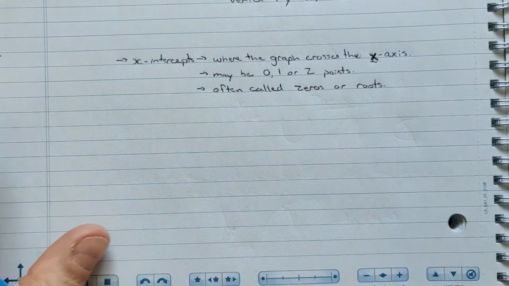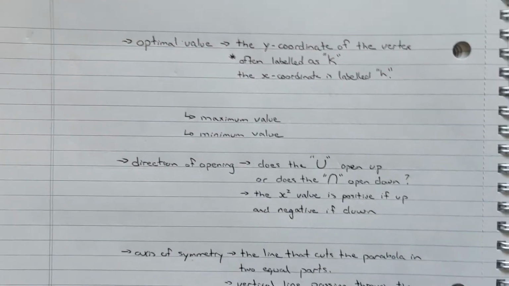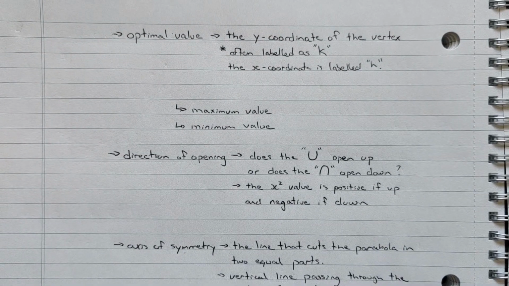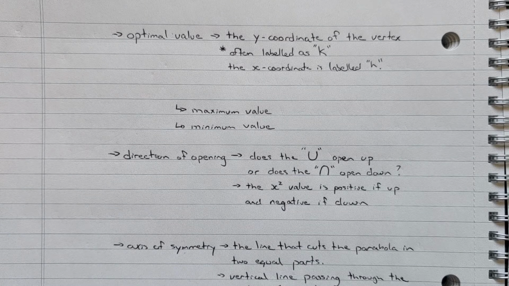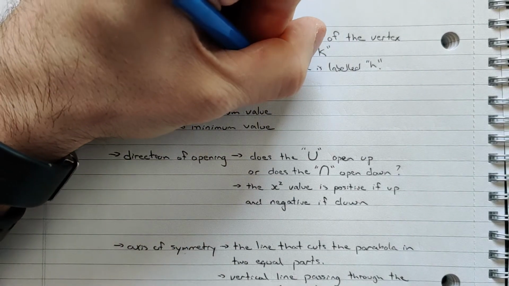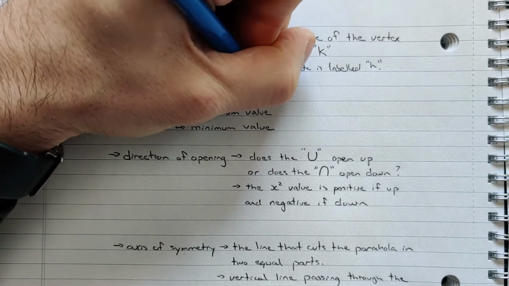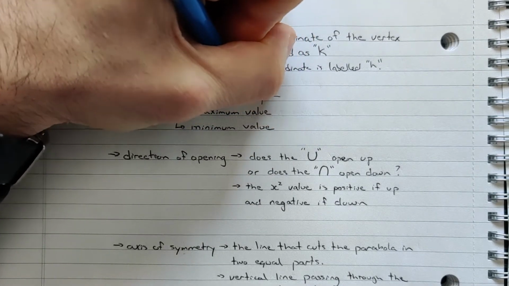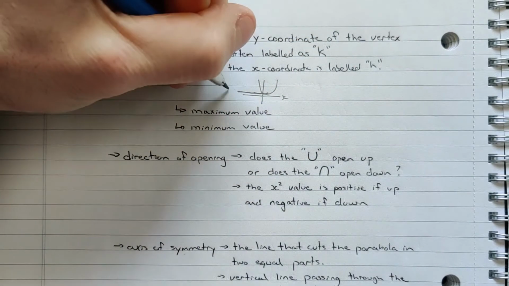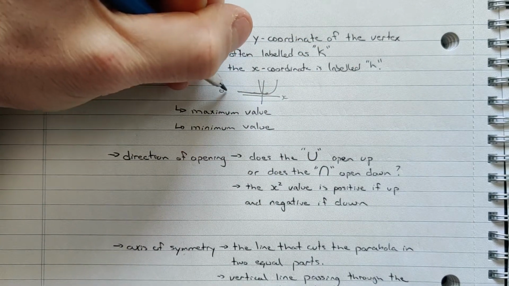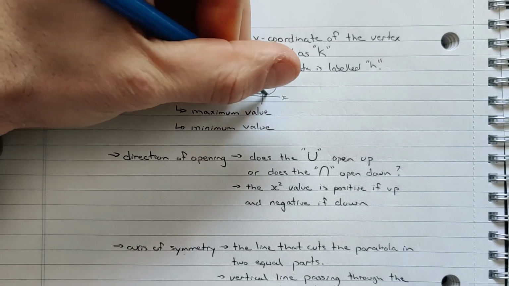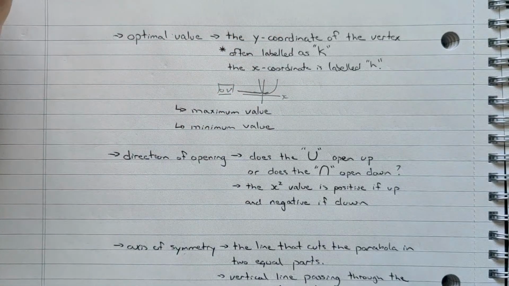All right. So next is the optimal value. The optimal value is the y value of that vertex. We often label that part as k, with the x coordinate being labeled h. So the optimal value is the y value of the vertex. If I have a little parabola here on a quick little graph, and there's my vertex, this y value here, okay, if that's my x-axis, this y value is our optimal value. That point on the y-axis is the optimal value.